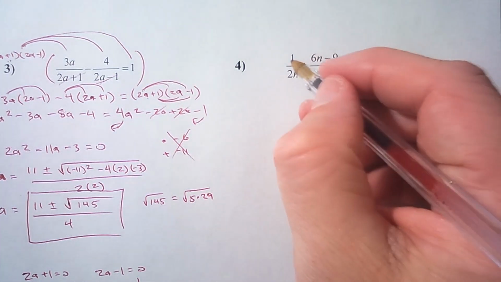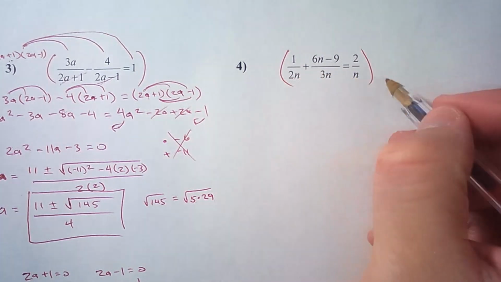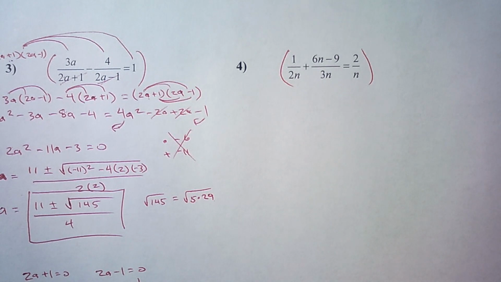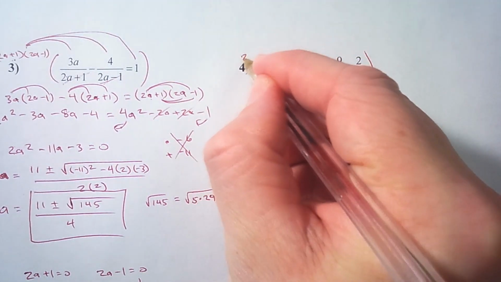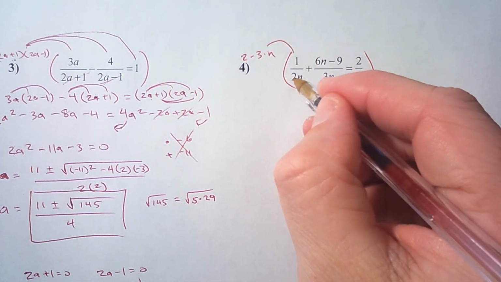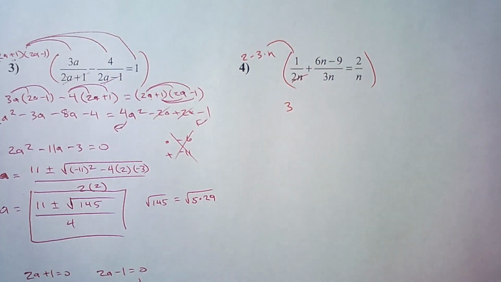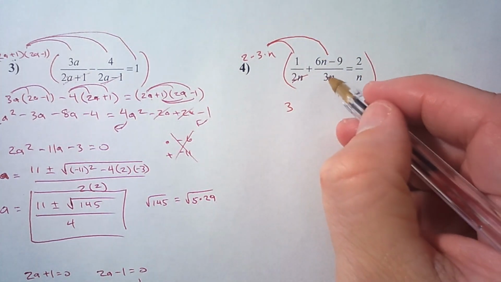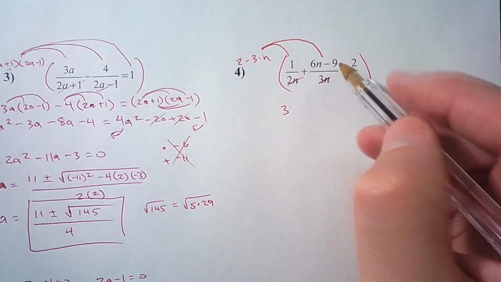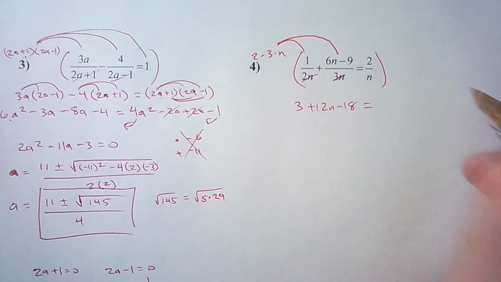Okay, so this time I have 3 different factors to multiply by. I have a 2, I have a 3, and I have an n. Okay, I could do 2n, 3n, and n, but that's just going to make this really messy. So it's going to be easier if I do just 2, 3, and n. So when I distribute here, the 2 and n cancel. So all I have left is 3, so it's 1 times 3. When I distribute here, the 3 and n cancel, so all I have is 2. So it's 2 times 6n minus 9, which is 12n minus 18.